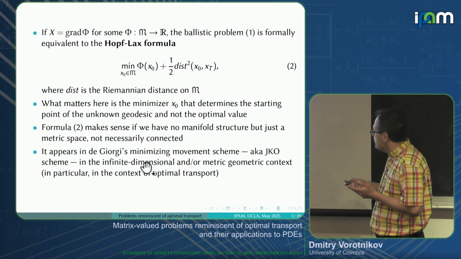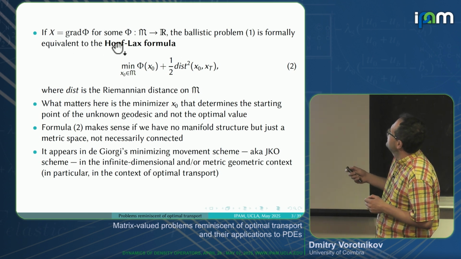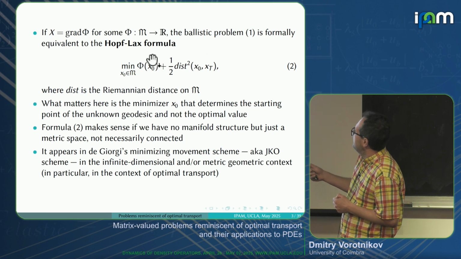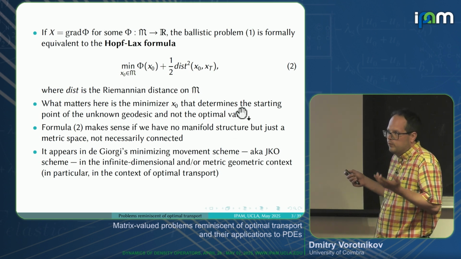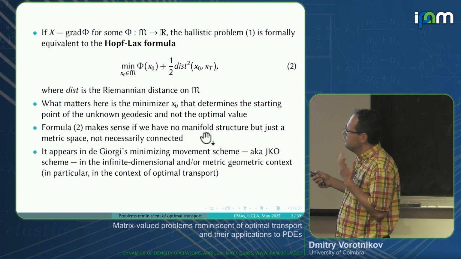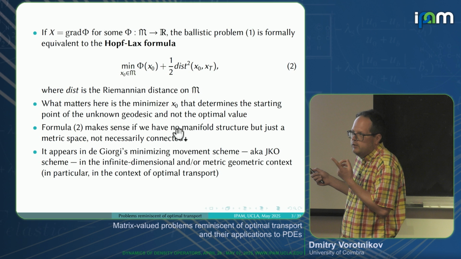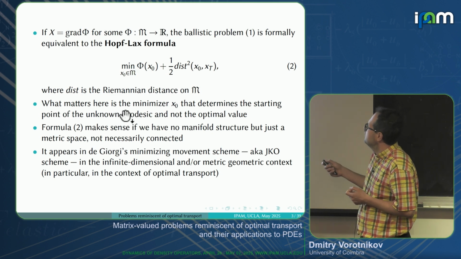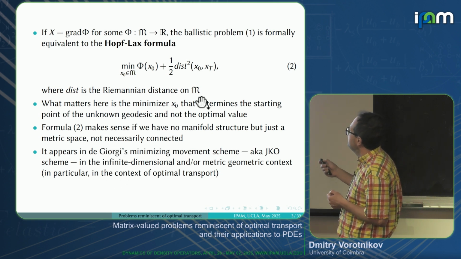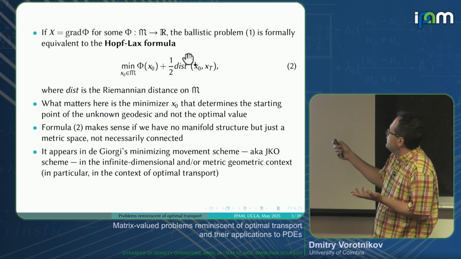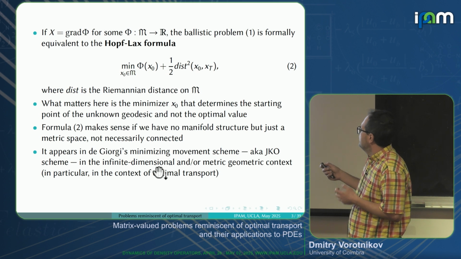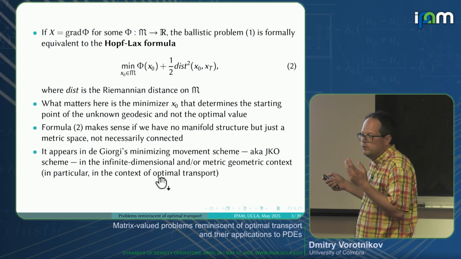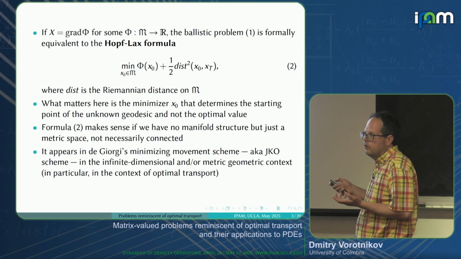If your vector field is a gradient of something, then you can write this problem in a neat way, at least formally, where this is a geodesic distance on the manifold, and then there is an extra term. This is like the Hopf-Lax formula, which you use to solve the Hamilton-Jacobi equation. But here you are not interested in solving the Hamilton-Jacobi equation. You are only interested in optimizing x0, finding the initial point. You're not interested in the value, only in the optimizer. What's good is that this formula has nothing to do with manifolds. You can write it on any metric space. In particular, it appears in optimal transport in the Jordan-Kinderlehrer-Otto scheme and other contexts, and was studied by Ambrosio and others.